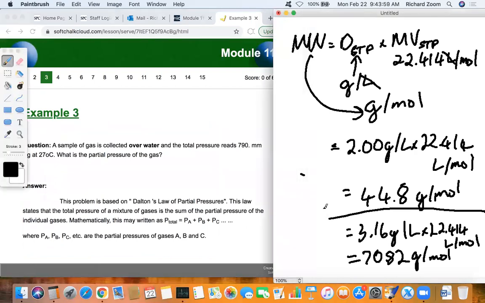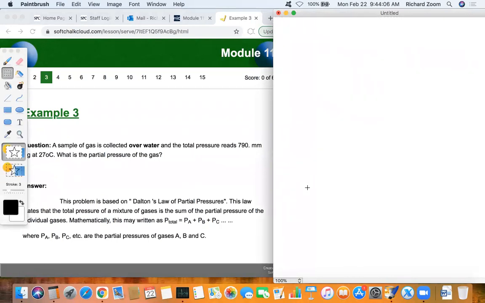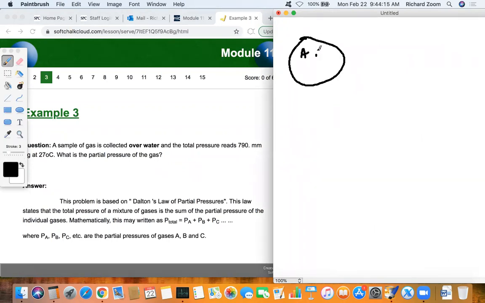So let's talk about Dalton's law of partial pressures and how that relates to what we're doing here. It's a fairly simplistic equation, actually. If you've got two gases in a container, then the total pressure is going to be equal to the pressure of A plus the pressure of B. These are called partial pressures.